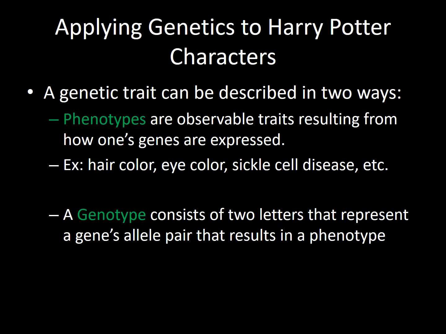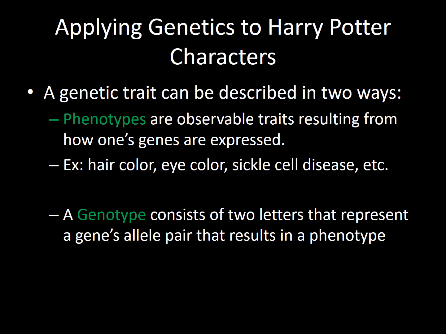Now, applying genetics to Harry Potter characters, a phenotype is an observable trait resulting from how one's genes are expressed. So a couple of examples, hair color, eye color, sickle cell disease. These are all traits that are expressed from our DNA. You can also look at some other phenotypes that you see every day. Skin tone, height, weight, those are all, well, weight is iffy. Those are all things that can be phenotypes.